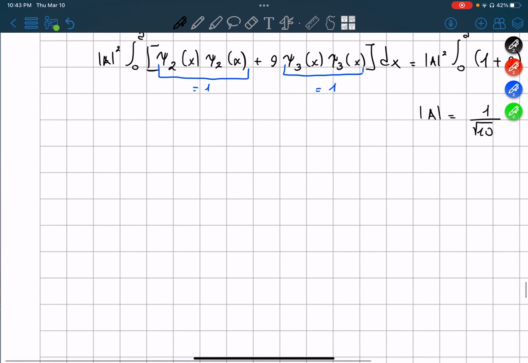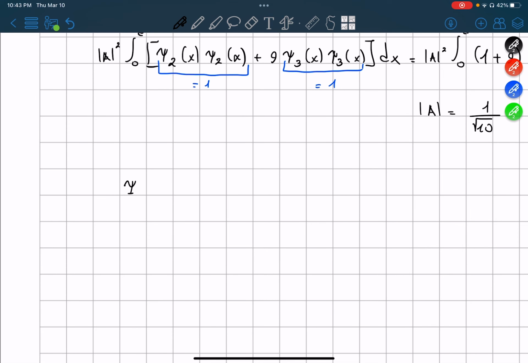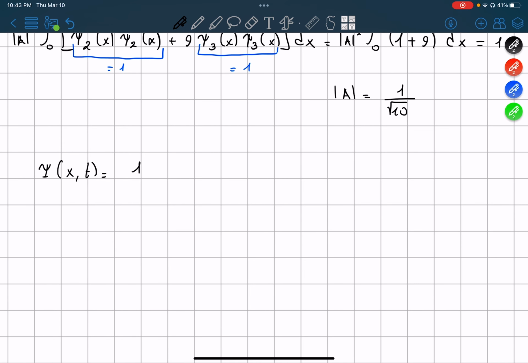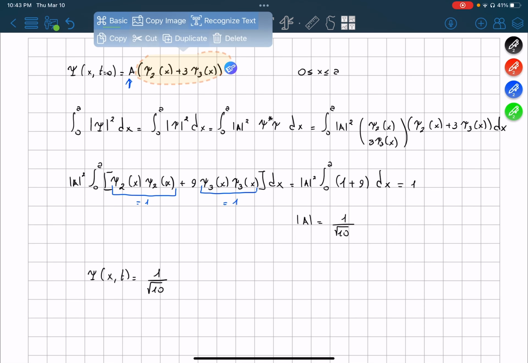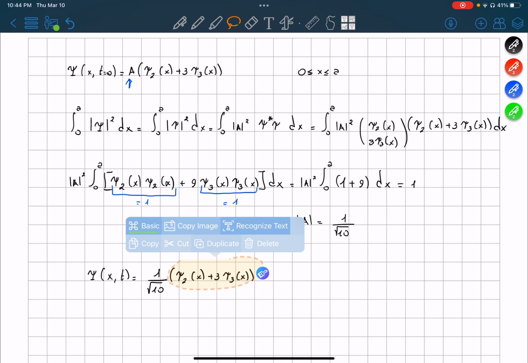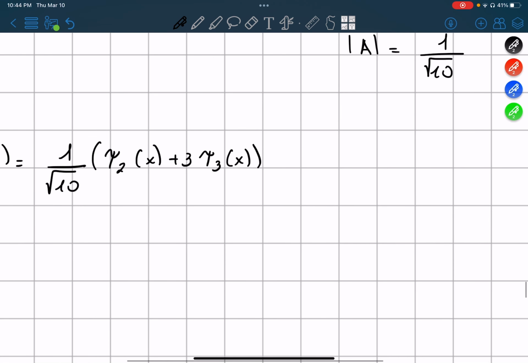So I can rewrite my capital psi in terms of x and t. My a is going to be equal to 1 over the square root of 10, and then it's going to be the same thing up here. I'm just substituting the a, and then the t value is going to be equal to e to the power of negative i E t over h bar.